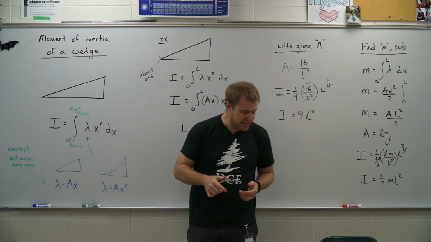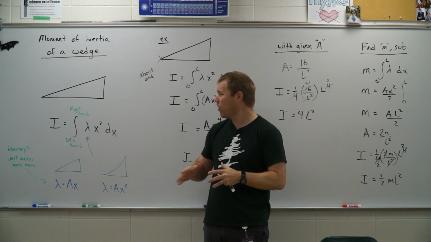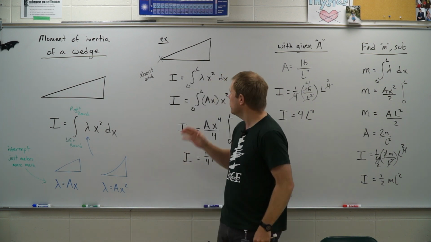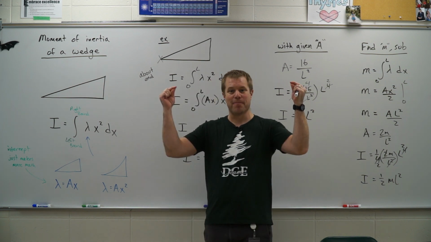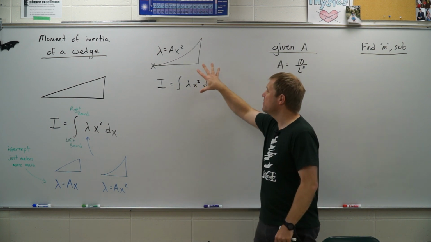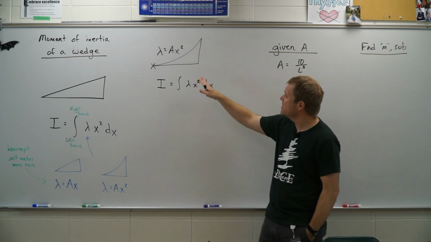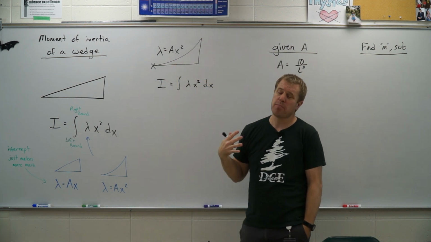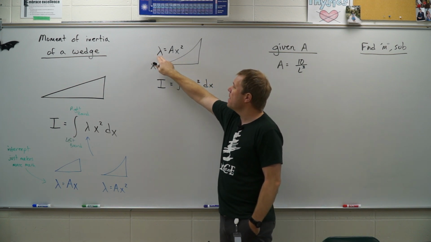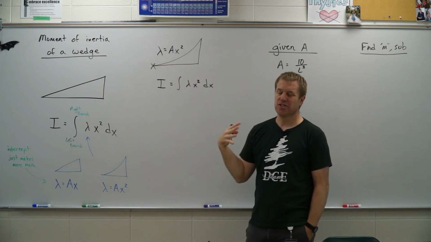So what we're going to do next is we're actually going to set it up for a situation like this. So let's go ahead and erase this and set that up. All right, now that we have this set up, we're going to look at a scenario where it's curved. So we're looking at a parabola. So now my lambda value is ax squared.